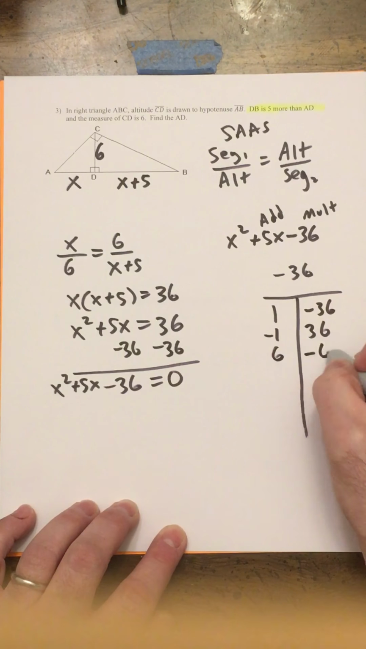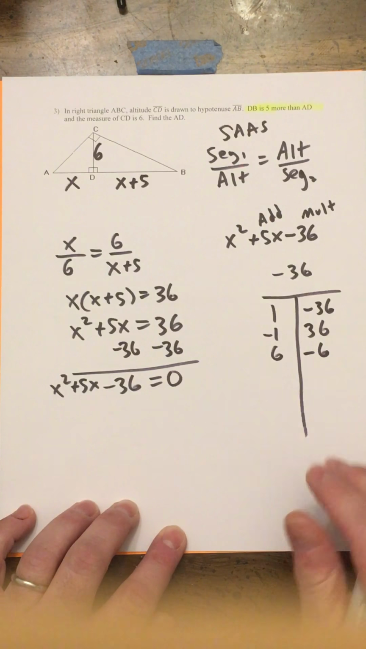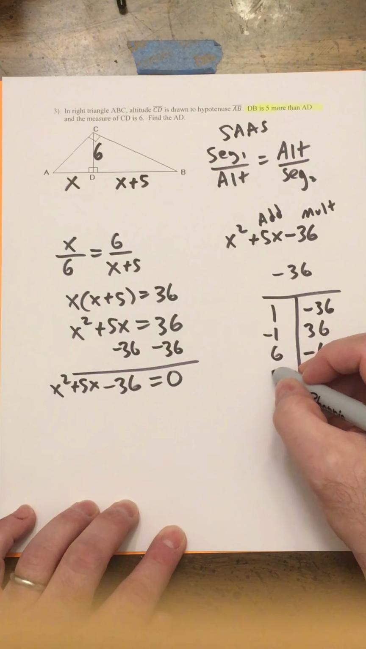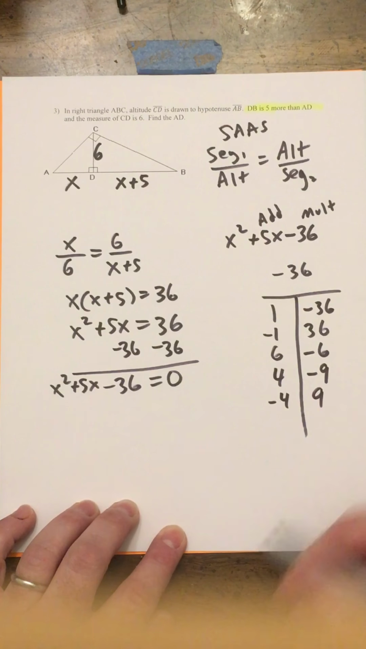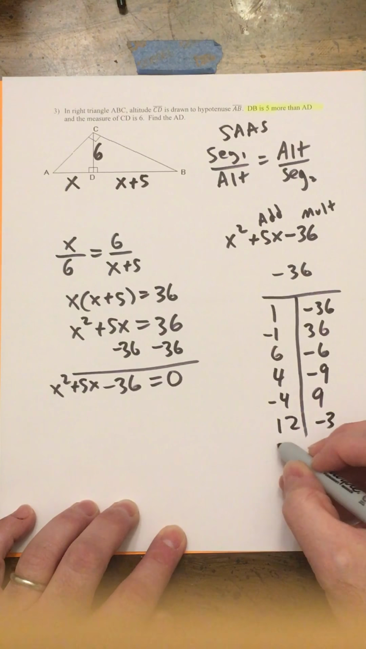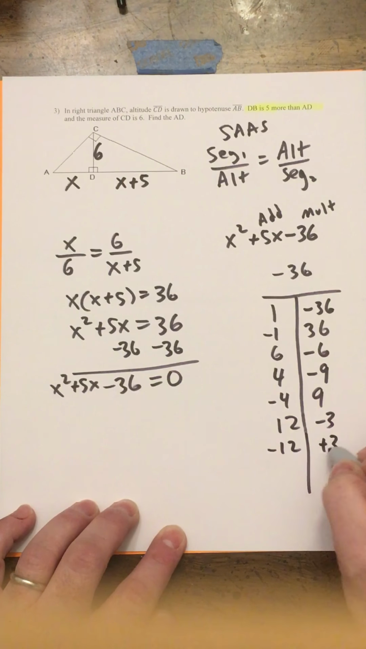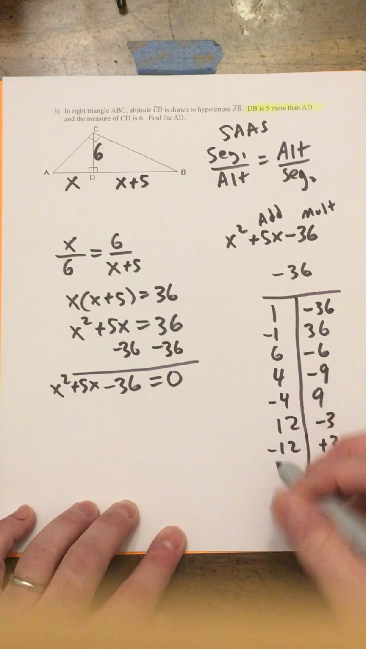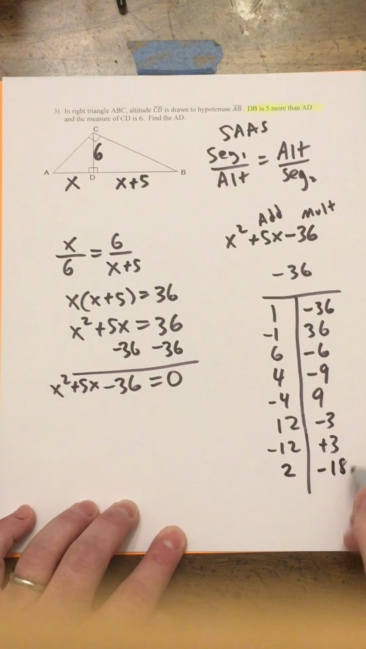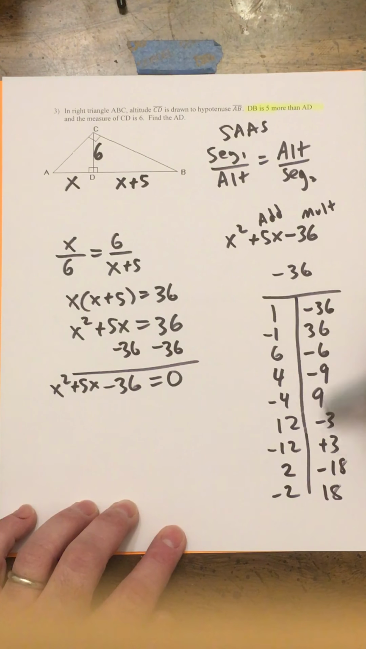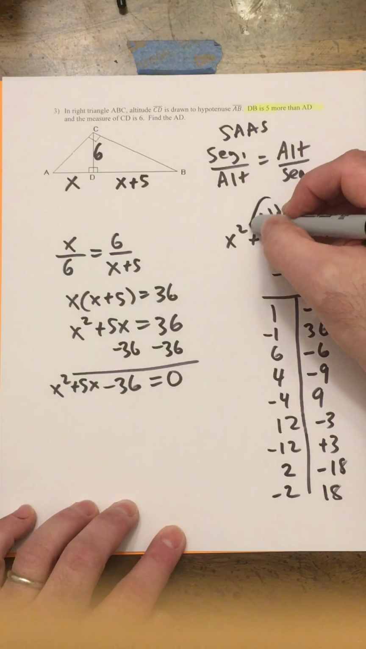You could get 6 and negative 6, that multiplies to negative 36. You could try 4 and negative 9. You could try negative 4 and positive 9. And then there's other multiples, 12 and negative 3, negative 12 and positive 3, and there's possibly even more. But let's put them in. How about 2 and negative 18, and negative 2 and positive 18? I think we've exhausted all the possibilities here. We've got all the numbers that multiply to 36, but now we need numbers that are going to add up to 5.